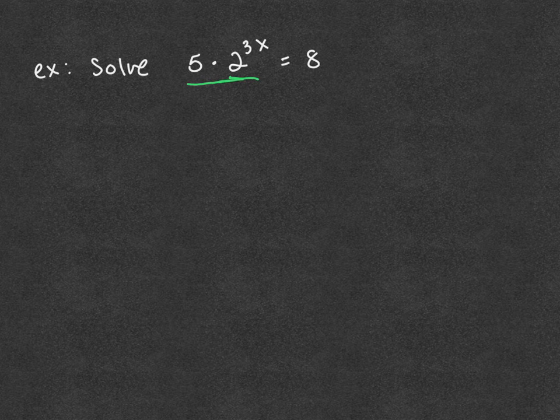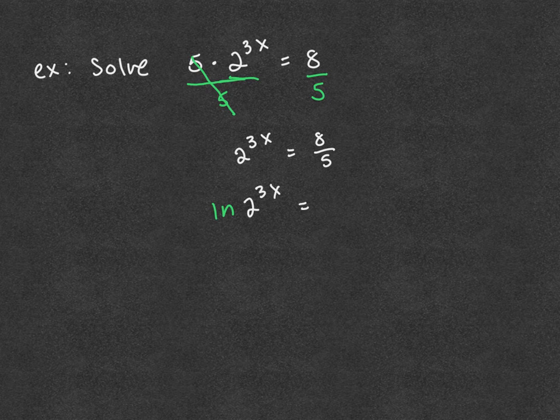So we're going to divide both sides by 5 so that they cancel out on this side, and we do get our isolated exponential on the left. On the right-hand side, we have the expression 8/5. Now we'll go ahead and take the logarithm of both sides of the equation. So we'll have the natural logarithm of 2 to the 3x is equal to the natural logarithm of 8/5.